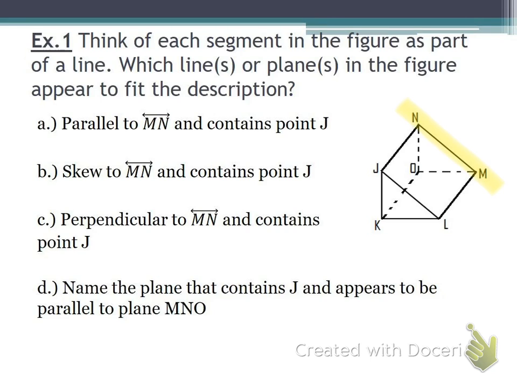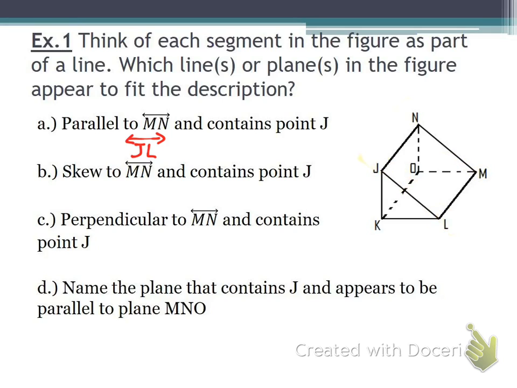So what line would not touch MN or would be parallel to it in the same plane but also contains point J? Good, line JL. You can call it line LJ if you would like. But really, that's going to be the only one. Any other line that goes through point J is not going to be in the same plane as MN.